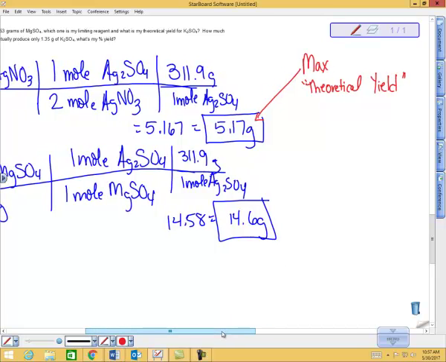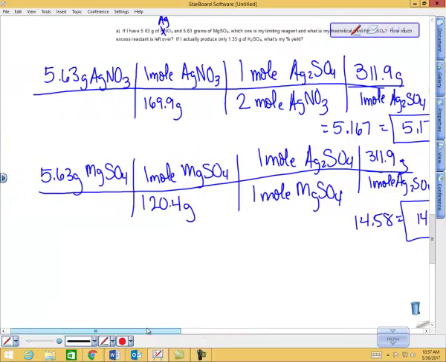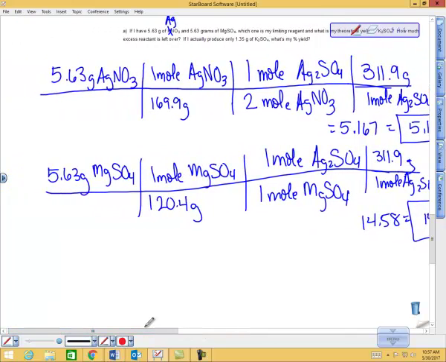Now, which reactant, therefore, limited how much we can make? Silver nitrate or magnesium sulfate? Which one limited the max we can make? The silver nitrate. So the silver nitrate ran out and stopped the chemical reaction. It limited how much we can make. Therefore, we're calling this guy your limiting reagent, because he limited how much product we can make. And once he was gone, that's it, the reaction stops.